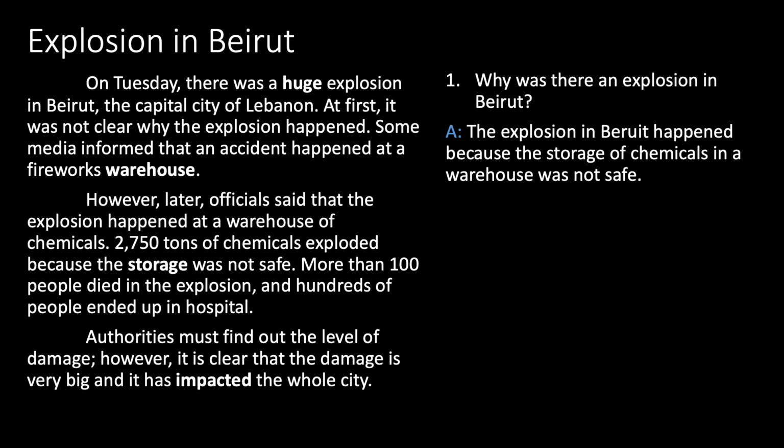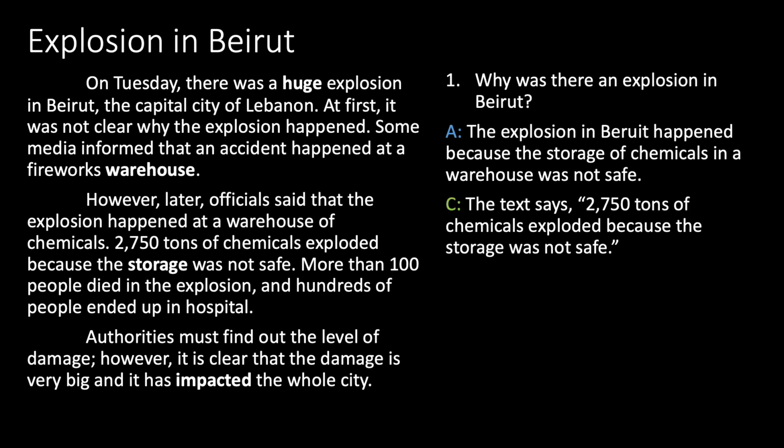After A is C. What does C stand for? Cite. So I'm going to cite this sentence. I have to first introduce it by saying the text says, and then I can just copy the sentence. 2,750 tons of chemicals exploded because the storage was not safe. Boom. Remember, I have my period, and then I have these little quotes because this is not my sentence. I took it from the text, and I have to show that I stole it. All right, so I answered my question, and then I cited the sentence where I found it. You can also think of C for copy, but it's not always copying. But for right now, we're copying.